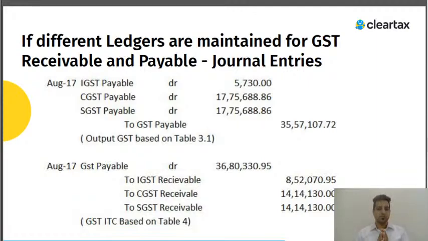Okay, so if you are using different ledgers for receivable and payable entries, like for sales you are putting it into IGST, CGST payable, and for ITC or your purchases you are using IGST receivable, CGST receivable and SGST receivable account. So this is how you will make the entry.